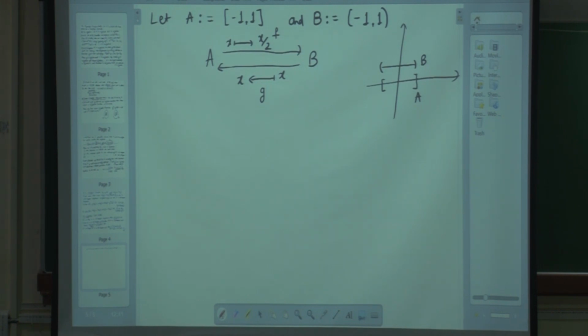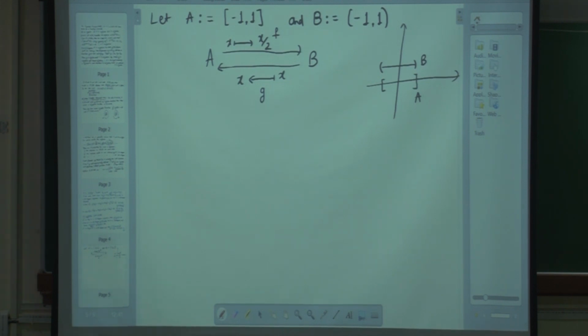What is left out? What is left out is really important. Huh? No, 0 is not left out. G is identity, whenever it is defined. So -1 and +1 are the only two elements which are left out.